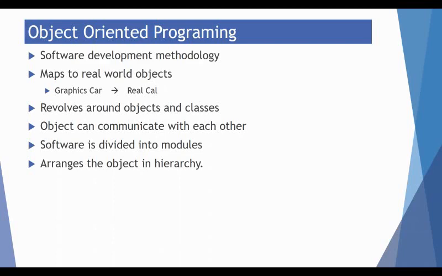So, let's say you are developing a simulation game for a car racing application. How the car behaves in real time, the same way we map it to the graphics card. So the graphic car is mapped to the real car. It revolves around objects and classes, and objects can communicate with each other. The software is divided into modules and arranges the objects in a hierarchy.